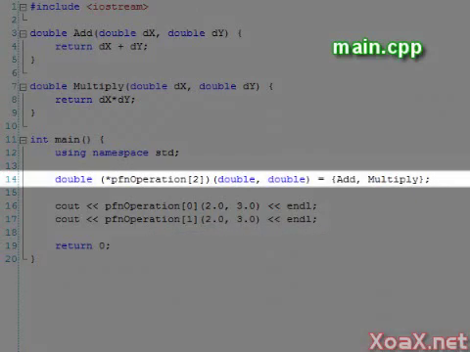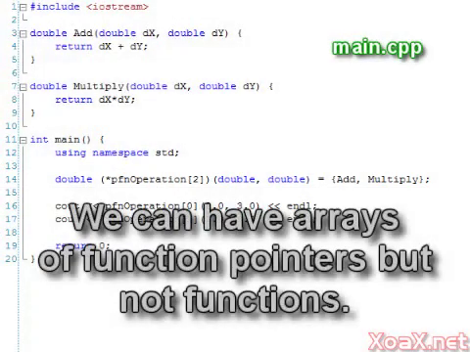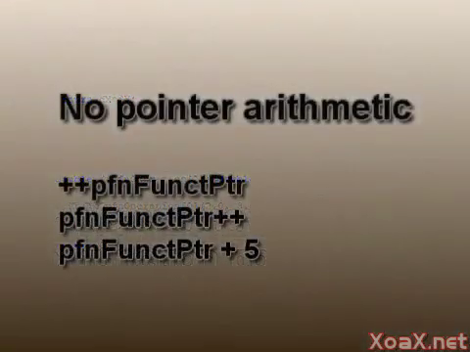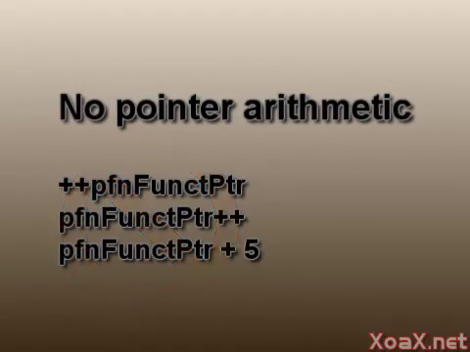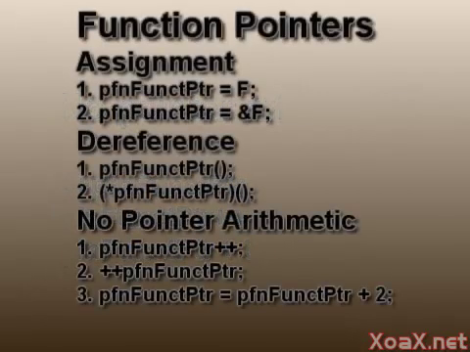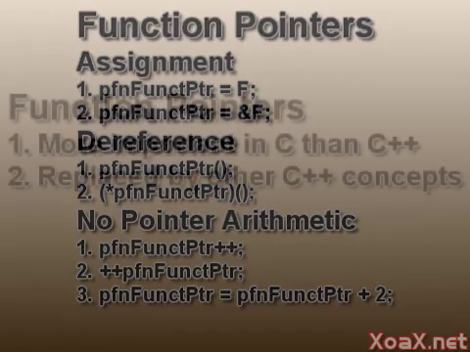Our last example used an array of function pointers. However, we cannot make arrays of functions, so it makes sense that the pointer arithmetic operations are not allowed for function pointers. This is yet another difference between data pointers and function pointers. To summarize the differences between data pointers and function pointers, we note that we can use the alternative syntax on function pointers, and we cannot use pointer arithmetic on function pointers.